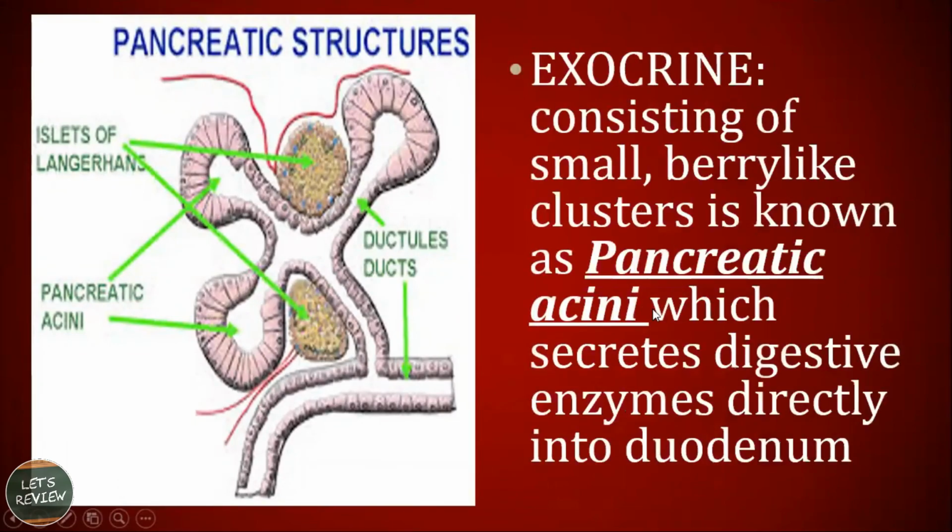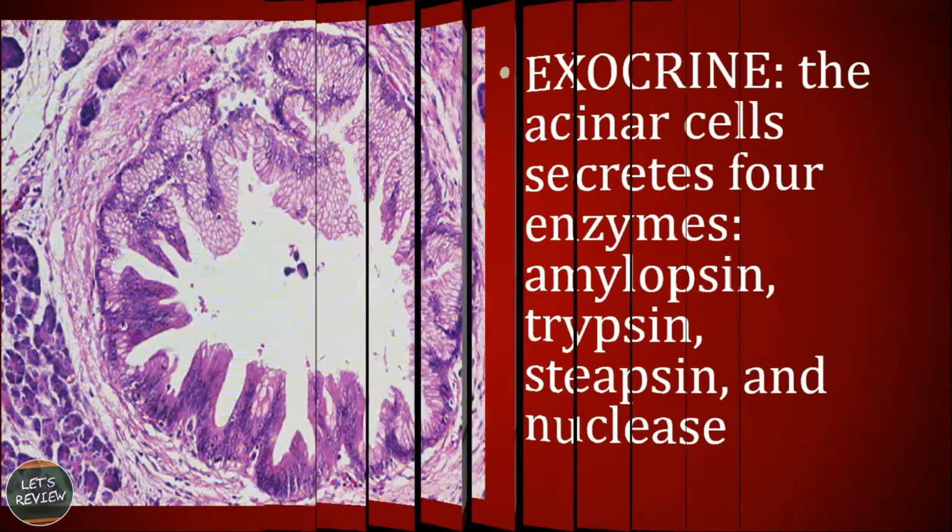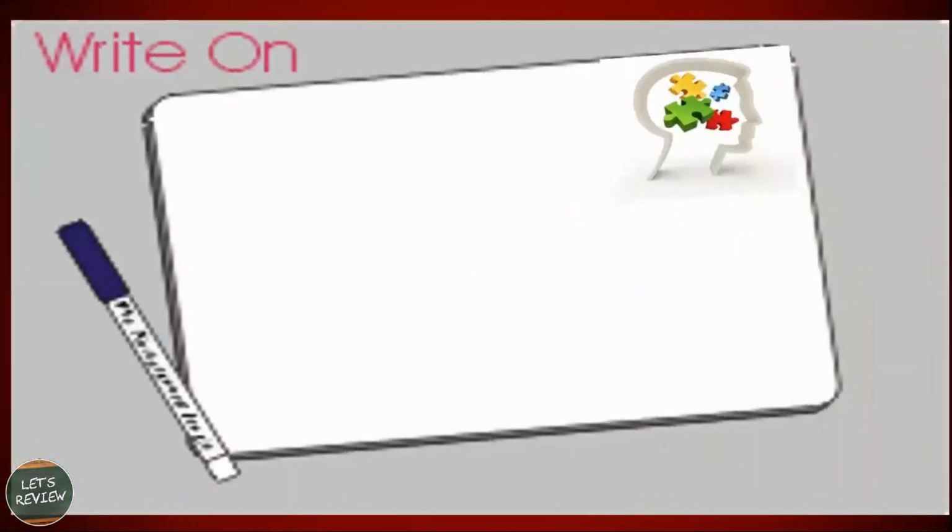As part of being exocrine, consisting of small berry-like clusters known as the pancreatic acini, it secretes digestive enzymes directly into the duodenum. The acinar cells secrete 4 enzymes, including amylopsin, trypsin, steapsin, and nuclease.